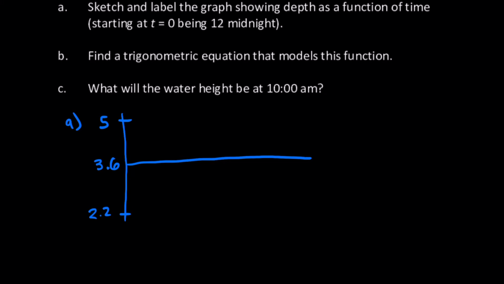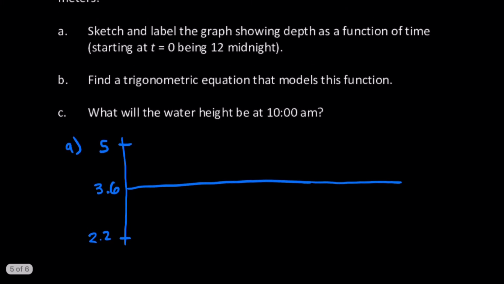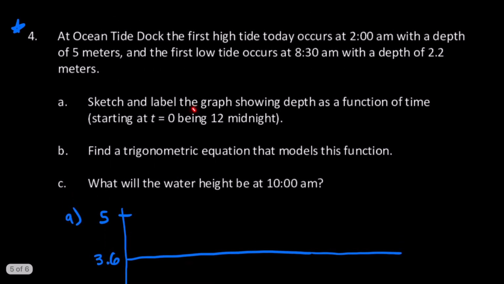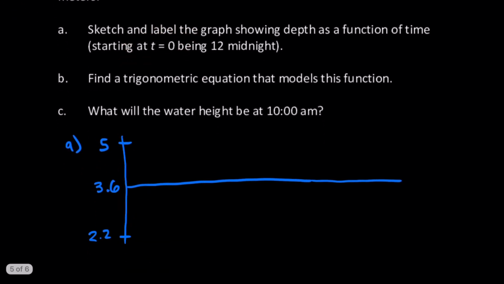So now what do I do? I have to figure out a scale for my x-axis. What does it say about the first high tide occurs at 2 a.m.? T equals 0 is midnight. So I'm assuming we start at 0 and we have to label by hours. So let's do something like this. There's 2. First high tide. So there's that data point right here. Well, let's just keep going with this scale. 4, 6, 8, 10, 12, 14. Let's see what we have from here.